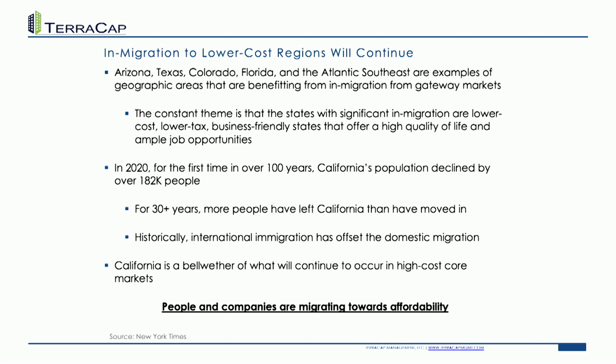California, this is pretty alarming also for California. Sorry for all the bad news if you're from there. But the population in 2020 actually declined by 182,000 people. So for 30-plus years, more people have left the state of California than have moved to the state of California. Okay?